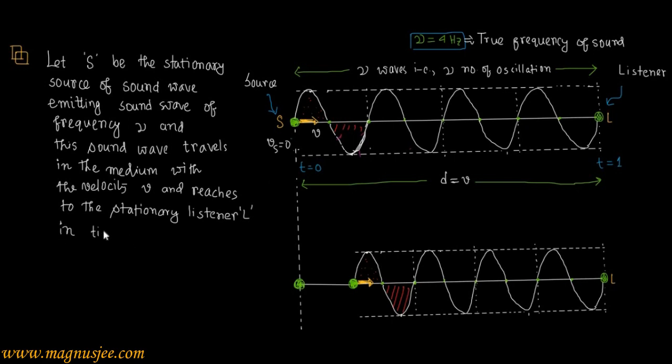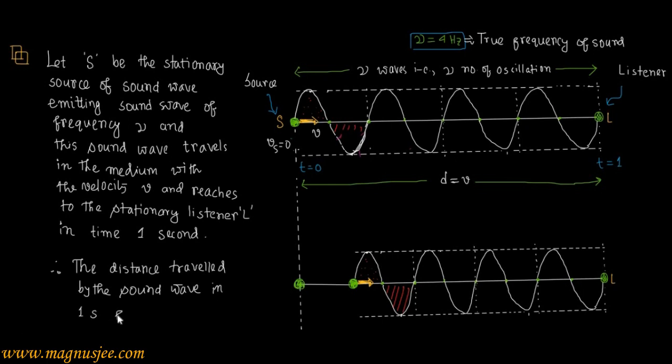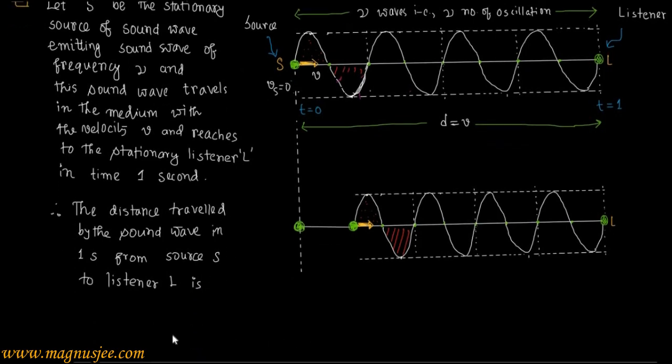in the interval of time 1 second. Therefore, the distance traveled by the sound wave in 1 second from the source S to the listener L is given by d, which is the product of v into t, the product of velocity and time, that is v into 1.